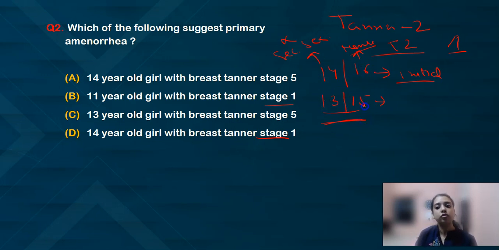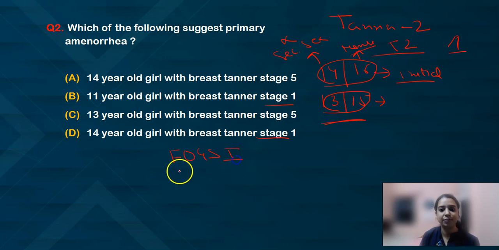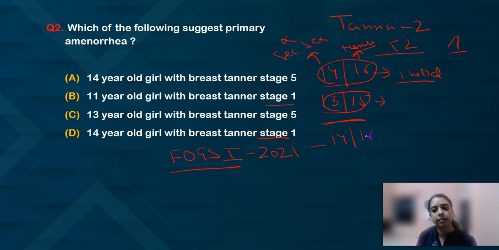So some books have changed it, but some good reference books have not changed it. So what will be your answer? For that confusion, I checked the Indian guidelines. Whenever there is confusion, your Indian guidelines come to rescue. FOGSI, which is the Federation of Obstetrician-Gynecologist Society of India, released a paper not very far back. In 2021, they released their paper on primary amenorrhea, and there the definition was 14-16.